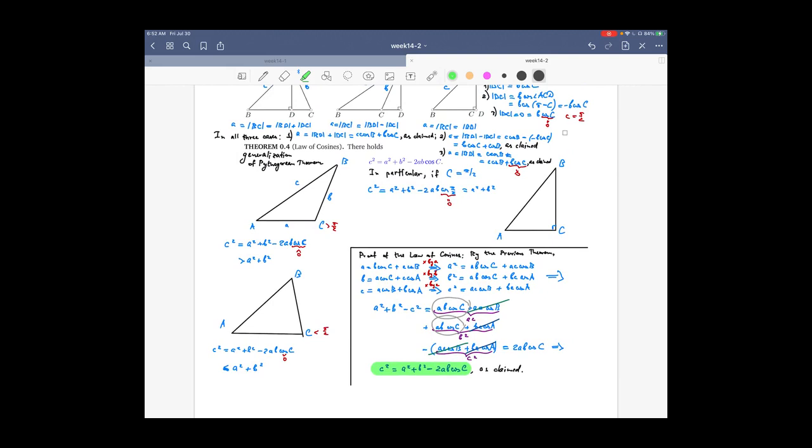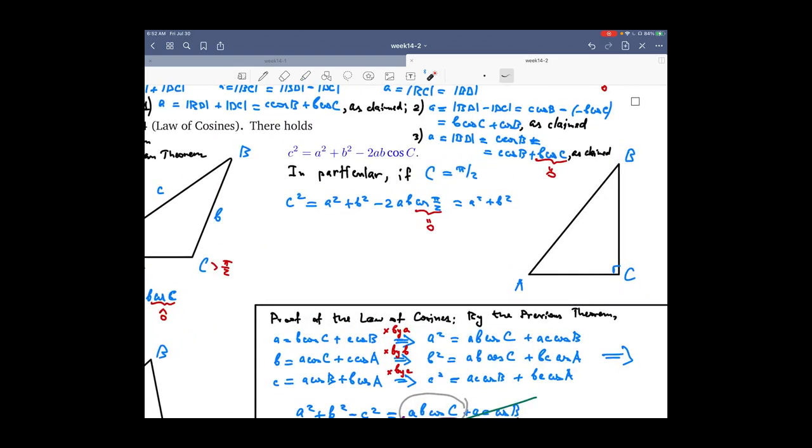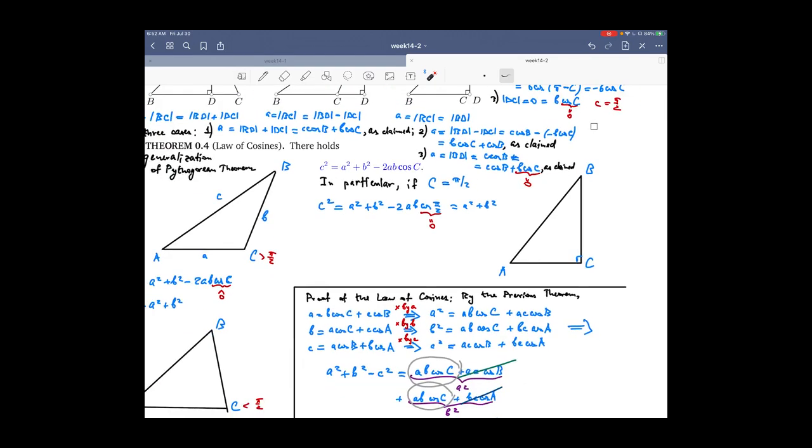So again, this result is a kind of generalization of the Pythagorean theorem. In the particular case when angle C here is pi over 2, we simply get the Pythagorean theorem, and of course the side opposite to the angle that is pi over 2 is indeed the hypotenuse; its square equals the sum of the squares of the other two sides.